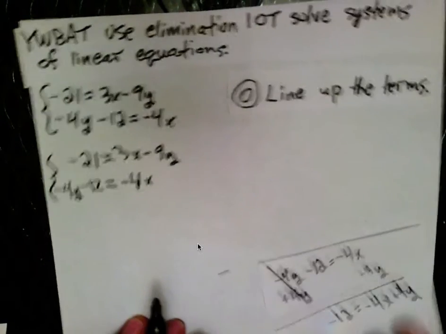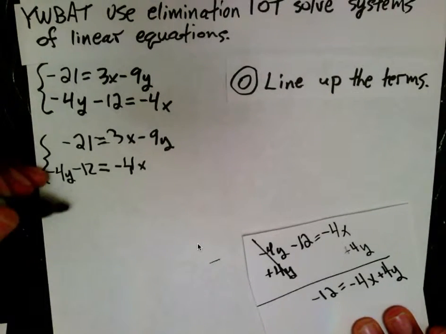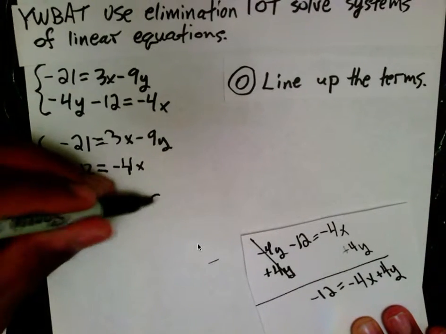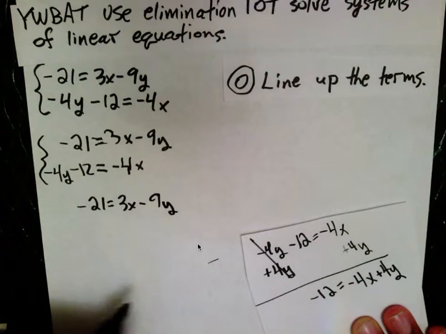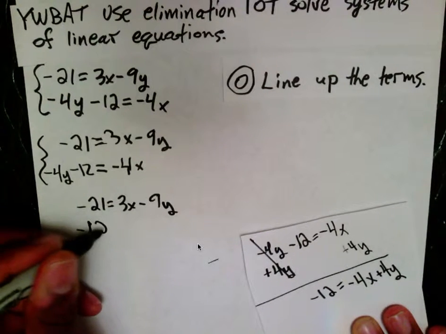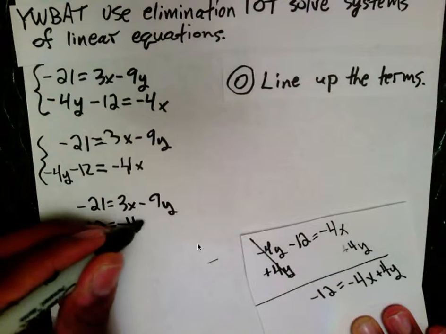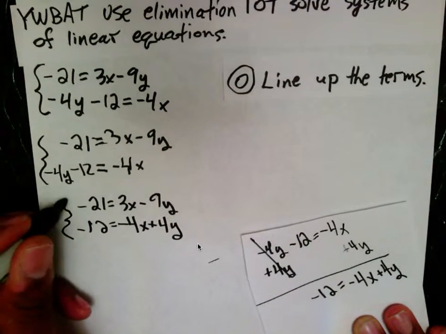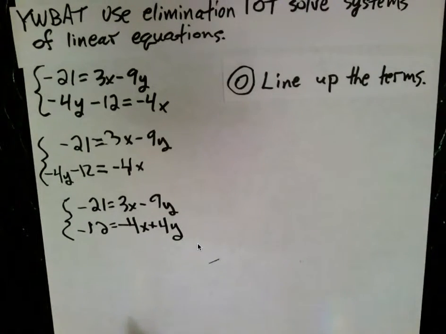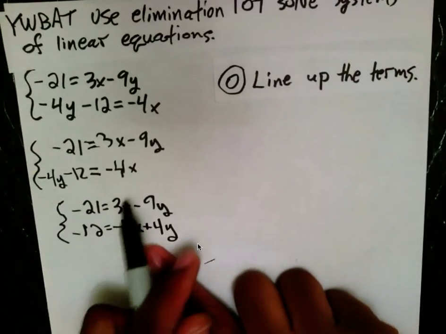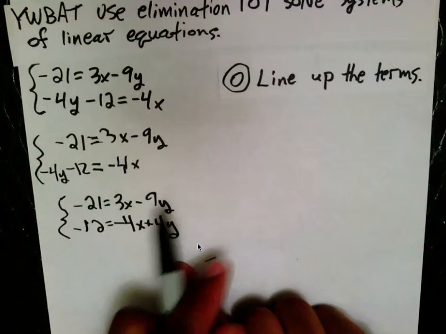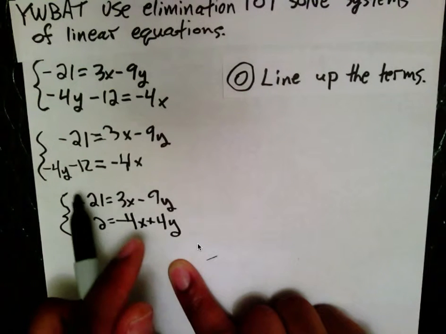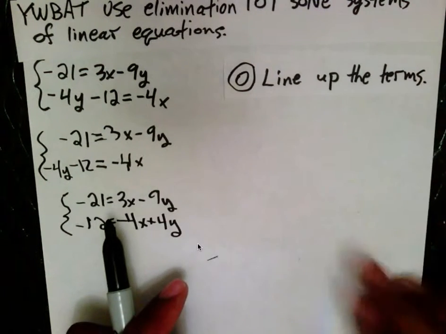So as I rewrite this, negative 21 equals 3x minus 9y. My bottom equation now looks like negative 12 equals negative 4x plus 4y. There we go. Our terms are lined up. So I have my x's and my y's lined up, equal to a constant. So we lined up the terms.